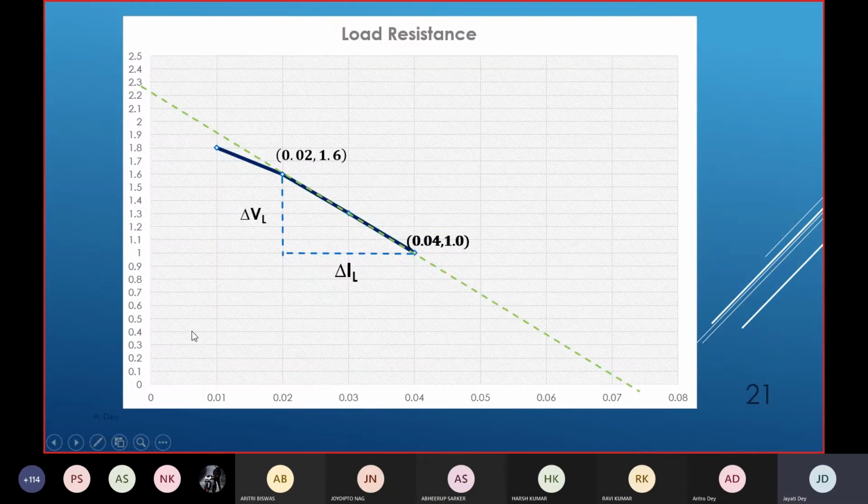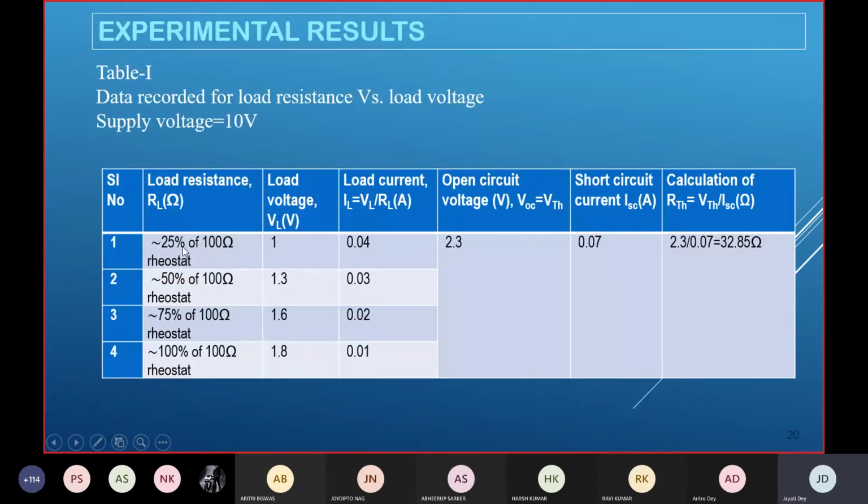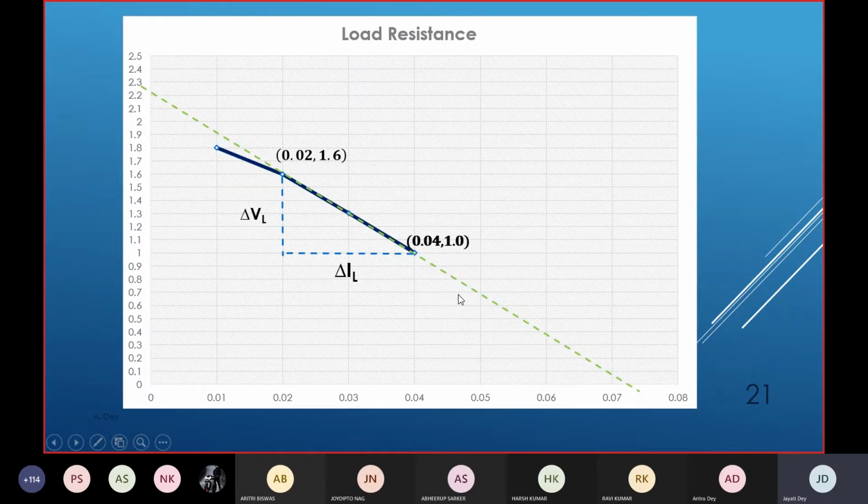Next is regarding this graph. For these 4 data points, we have drawn this graph. The points are joined and extended, so the line intersects the VL axis at this point and the IL axis at this point. This point gives you the ISC magnitude graphically, and this is the VThevenin or VOC magnitude graphically. Understood? So this is one thing.